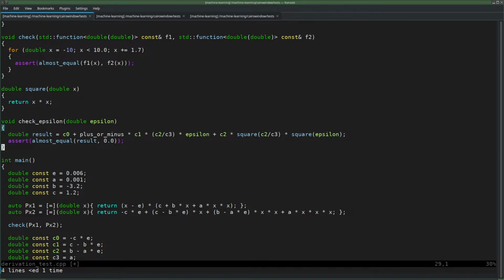Oh, that sucks. I'll just make it a lot though.